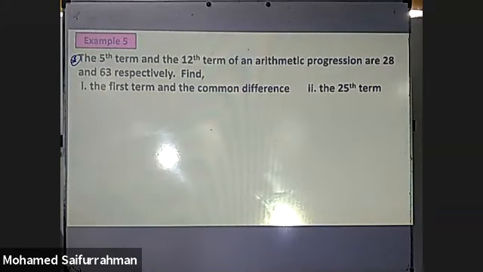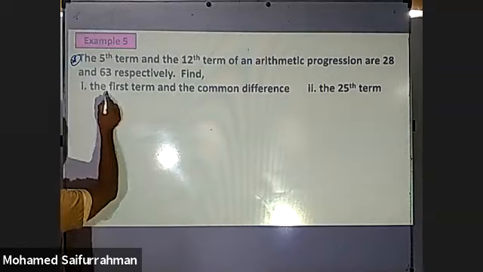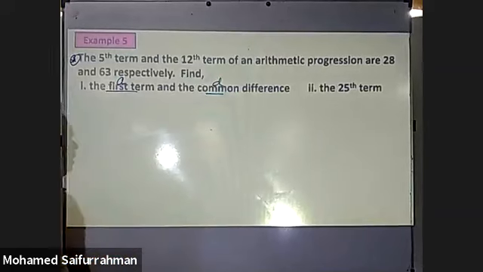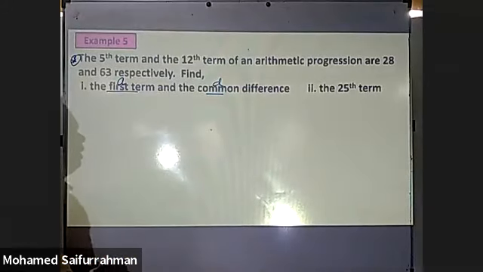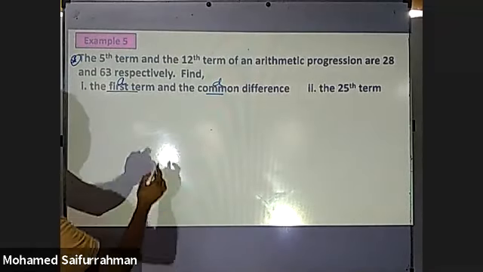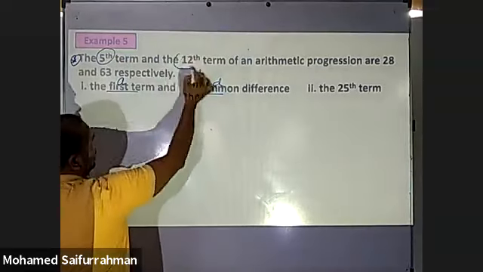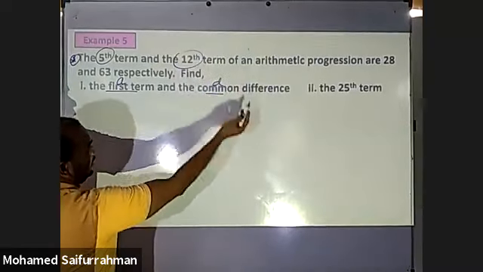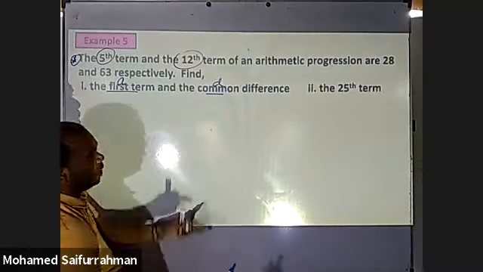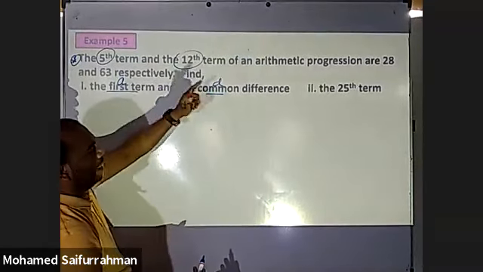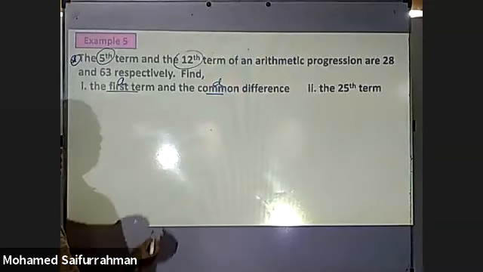So how to find this? First term a, common difference d. So the unknowns are a and d. To find a and d, we should convert the given information, the given data, in terms of a and d. If we can write this data in terms of a and d, we can find the values of a and d.